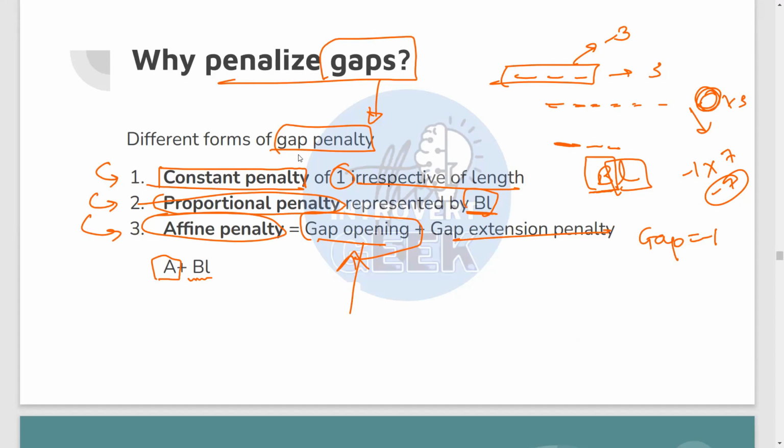Constant penalty is where you fix a particular value that this much will be deducted irrespective of the length or how many times the gap has been added. Proportional penalty is when the value of the gap will be multiplied by the length of the gaps that are added. Higher length of the gap, then higher penalty you have to pay. So if you add 3 consecutive gaps, you pay less, whereas if you add 7 gaps continuously, you will pay more. Then affine penalty is the penalty for gap opening as well as gap extension, both together.